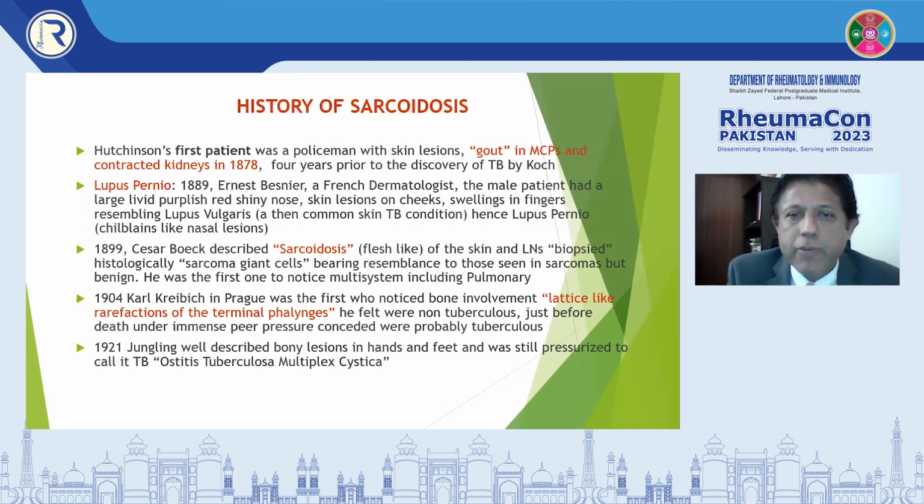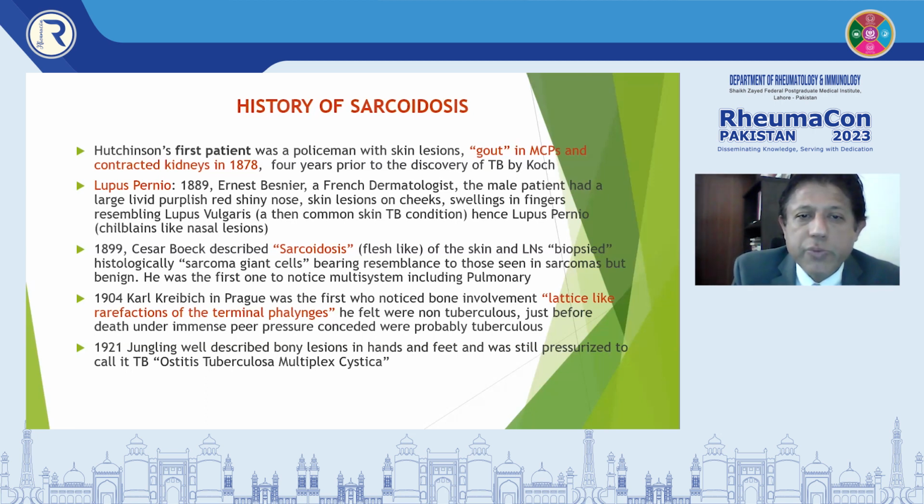Hutchinson, as I said, described the first case in 1878, and he called it gout in the MCP joints. At that time, obviously, gout was the main inflammatory arthritis known, so they thought it was gout in the MCP joints.